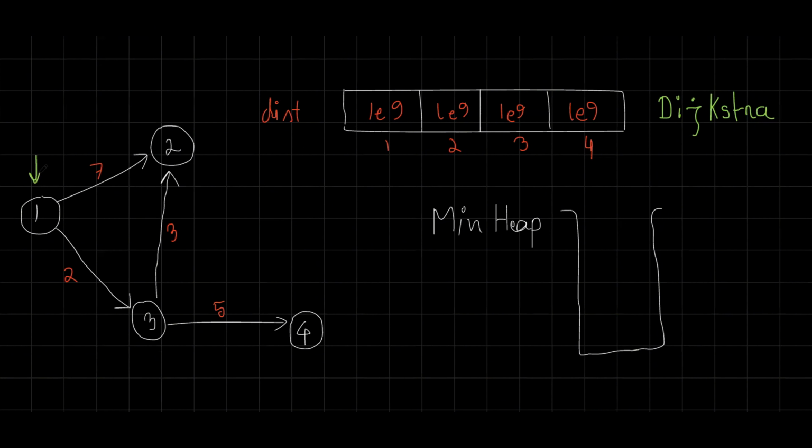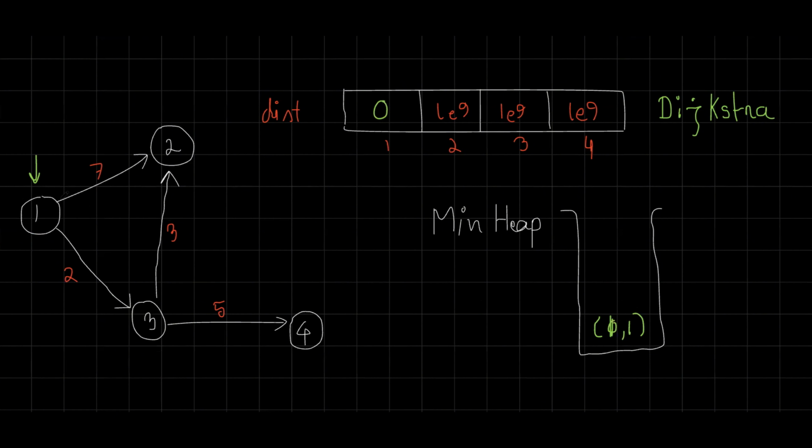So now let's start the Dijkstra. Our source node is 1. So the distance from source node to source node is 0. And we will insert into the min heap the distance and the node itself. Now, what is the top element of the min heap? It is 0 and 1. So we are at node 1.